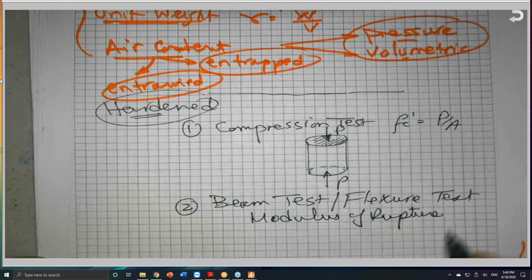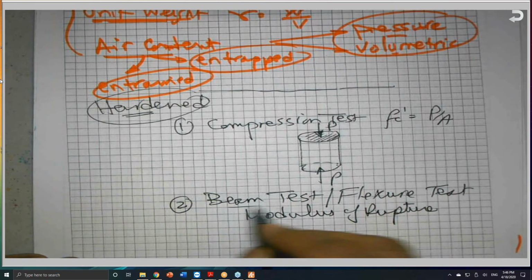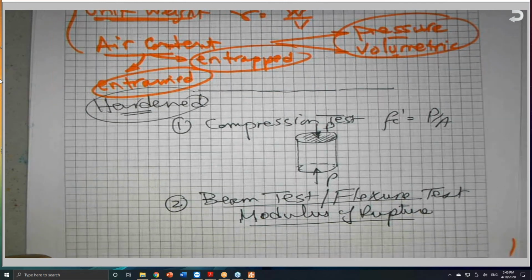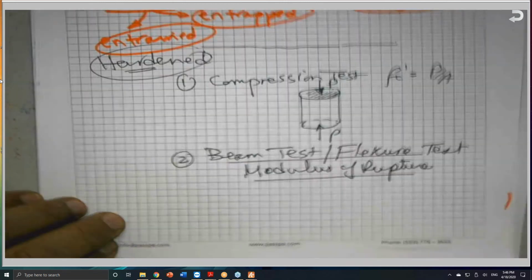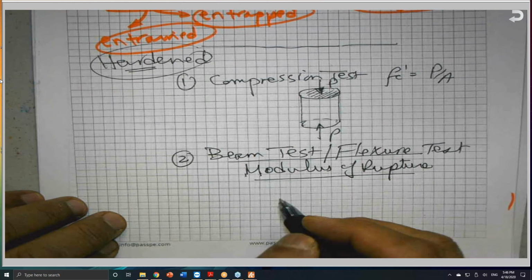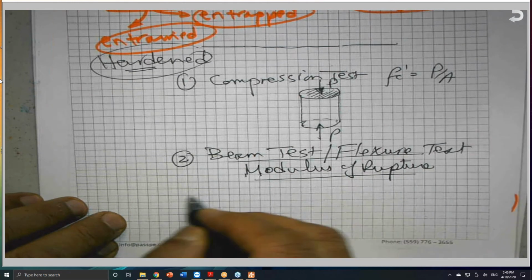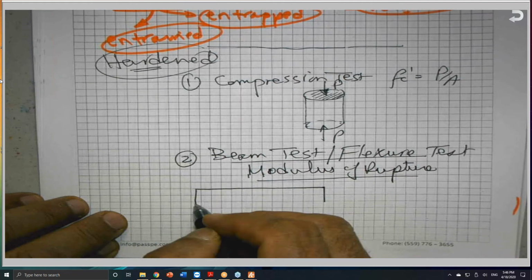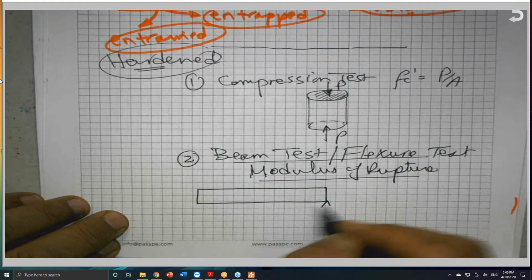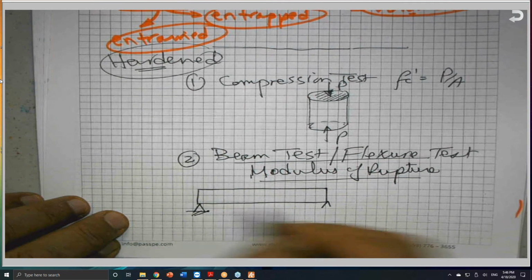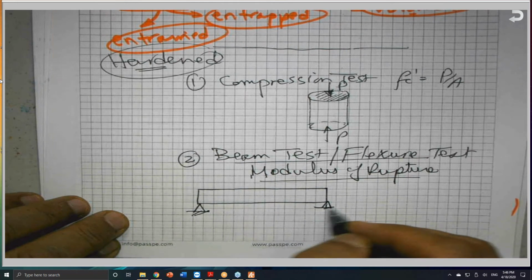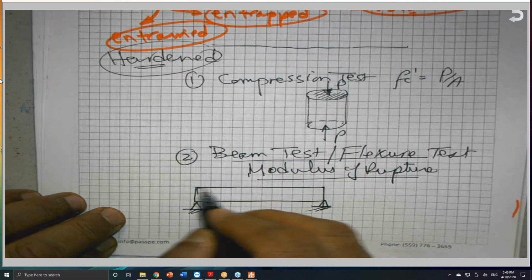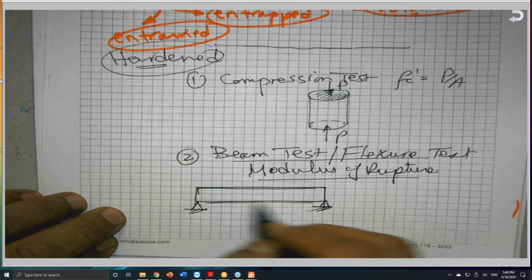Modulus of rupture test. So the modulus of rupture, or the beam test: we have a beam, normally 6 by 6 inch cross section, and the span length varies really. Here he gave it to you to be 17.5 inch, which is not normal. Normally it is 30 inches.